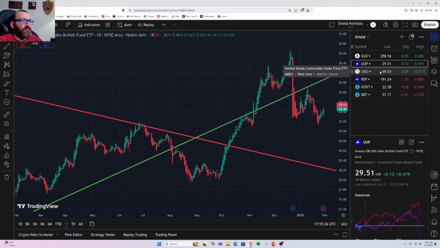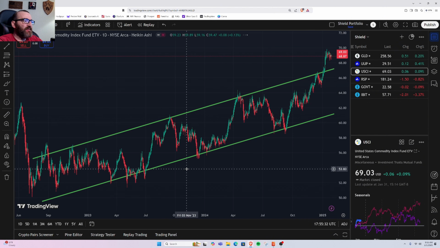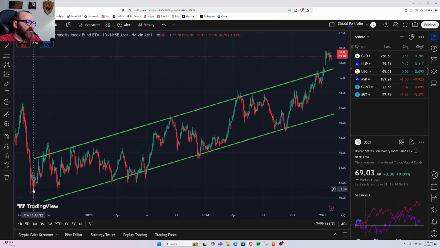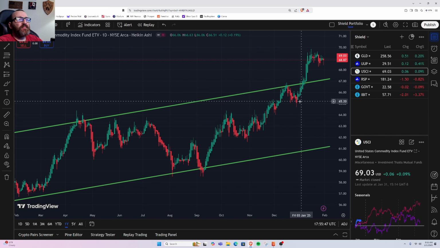US dollar is always good in uncertain times. All right, we have our commodities ETF. This goes back to July 2022, right? Just in this uptrend, doing absolutely great, and then broke out of the uptrend. That's surprising. I did not expect that to happen.